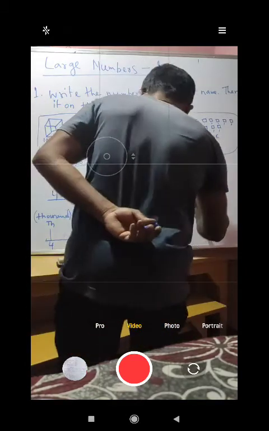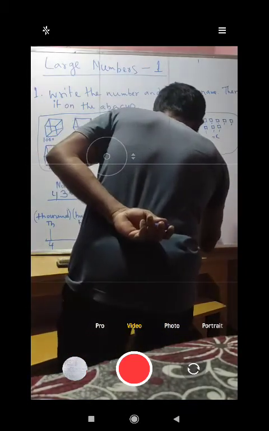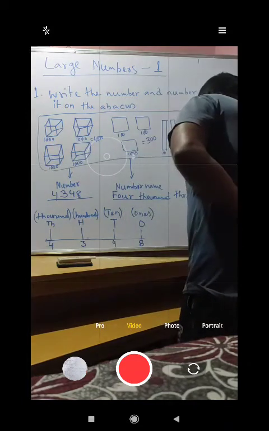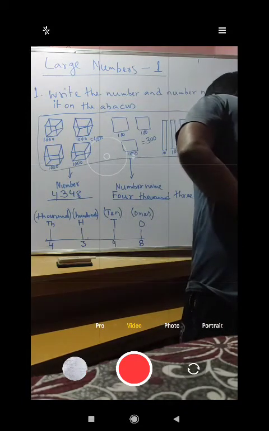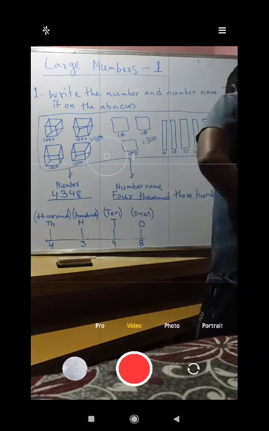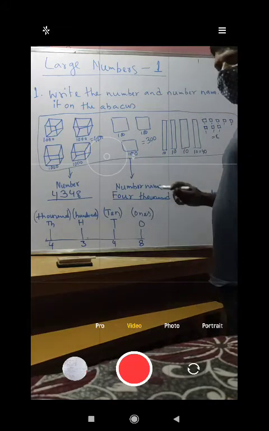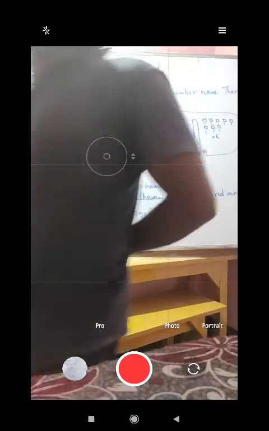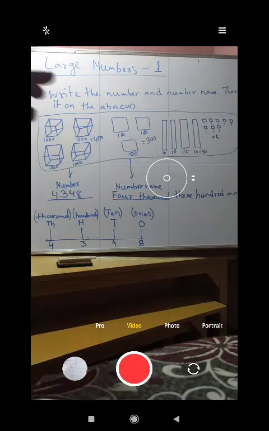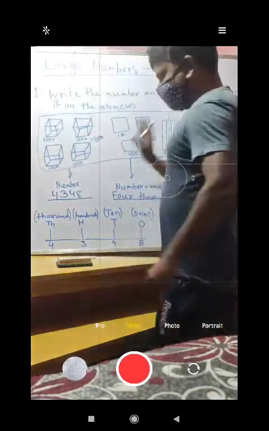And the number name will be like this: 4000, 300, and 8. So this is your answer. Okay, in the same fashion we will do the next one. I hope you have already understood this. Okay, so this is the first one that we have done.